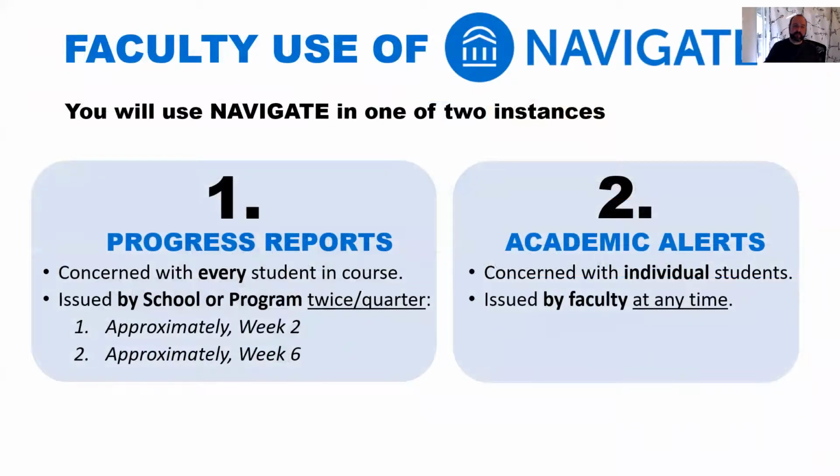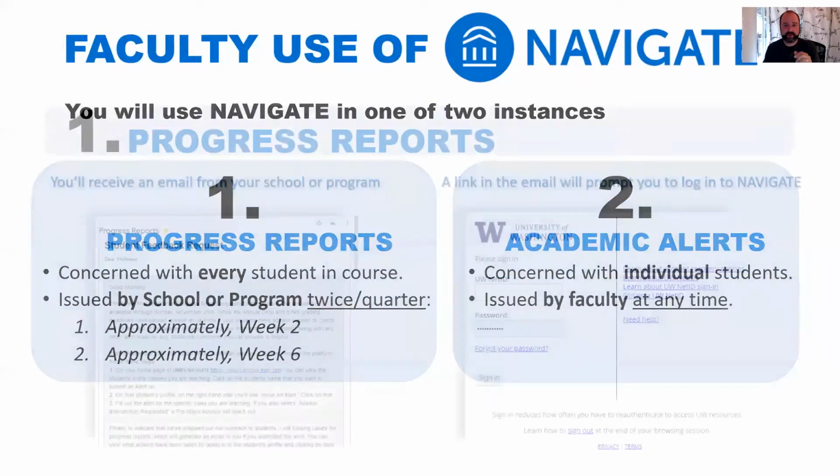So we have these two types, right? Faculty progress reports and academic alerts. So I wanted to kind of go through what these look like on your computers.